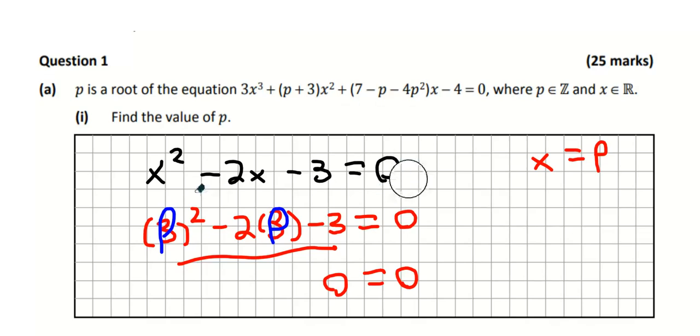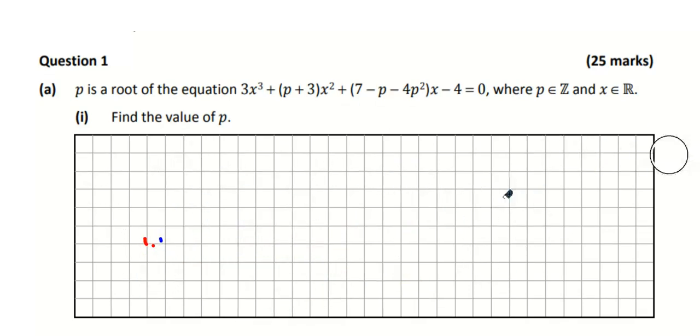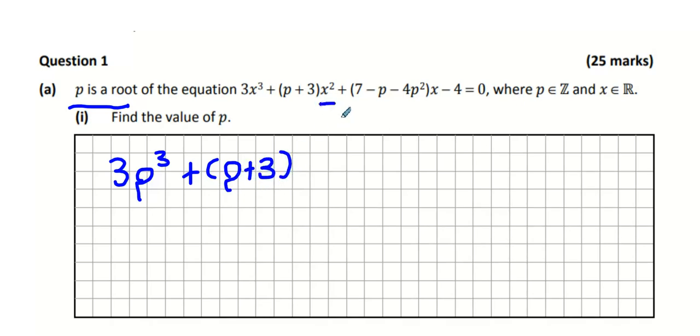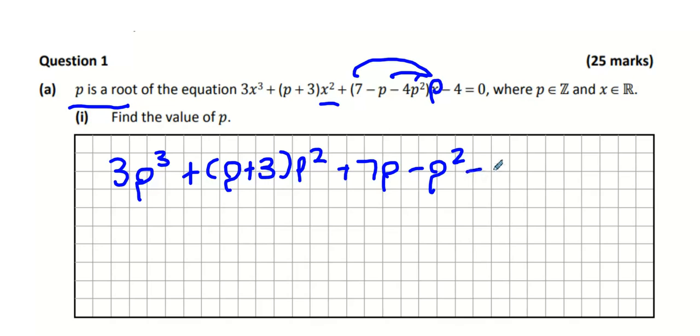Cubic equations are no different. So all I have to do, because it says p is a root, is anywhere I see x, x gets replaced with p right away. 3p cubed, p plus 3, p squared, and then p here, then you multiply it in. What do we get? So obviously you multiply in by p. You get 7p minus p squared minus 4p cubed, and you have your minus 4.